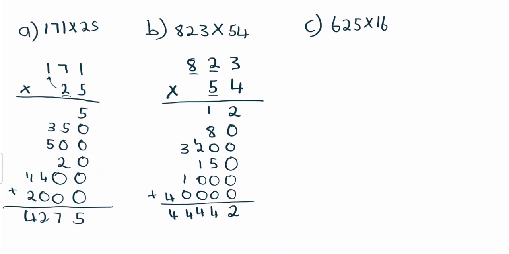Have you gotten the answer? Let's work it out. 625 multiplied by 16. 6 times 5 should give us 30. 6 times 20, 20 has a placeholder. So 6 times 2 is 12.